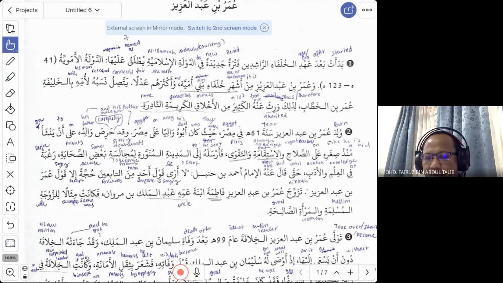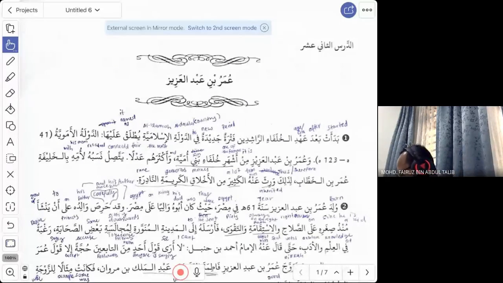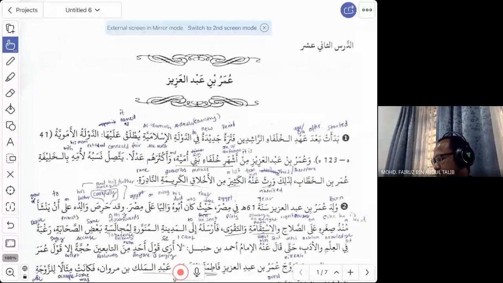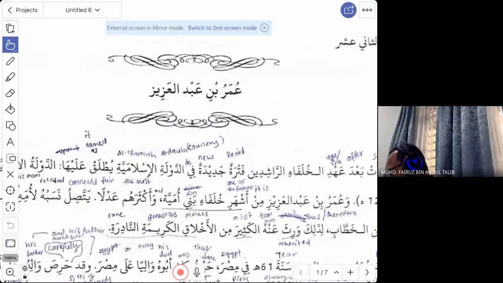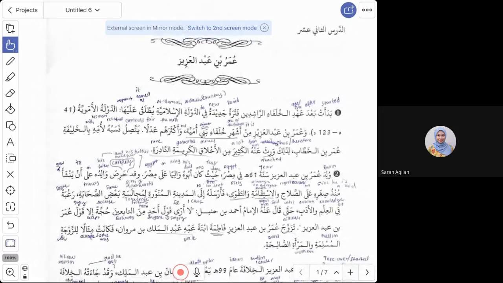Today's lesson is lesson number 12, the twelfth lesson, and the title is Umar ibn Abdul Aziz. Assalamualaikum everyone. Our topic is Umar ibn Abdul Aziz.